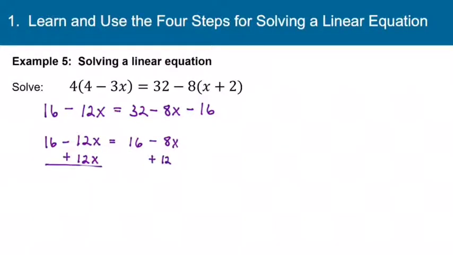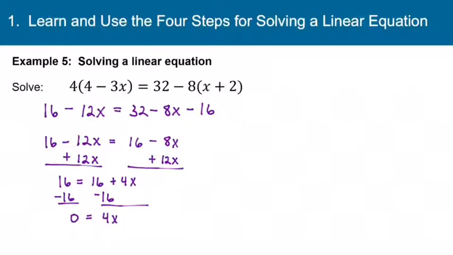So we'll add 12x to both sides. That's going to give us on the left 16, and on the right that's going to give us 16 plus 4x. Okay, now remember, we're always trying to isolate our variable terms, so the thing to do now is to eliminate this 16. We'll say minus 16 on both sides, and on the left side that's going to give us 0, and on the right side we have 4x.